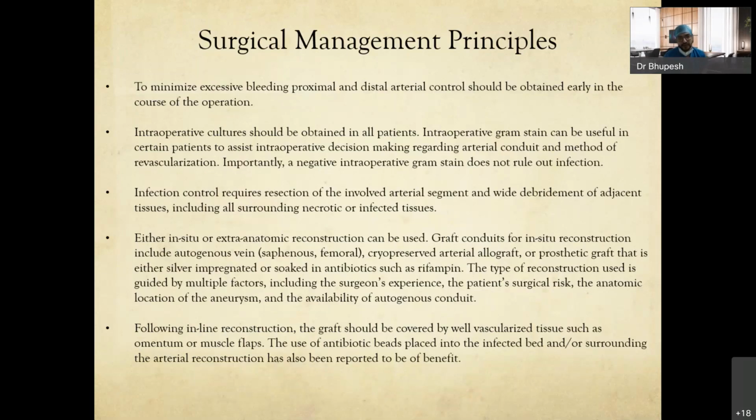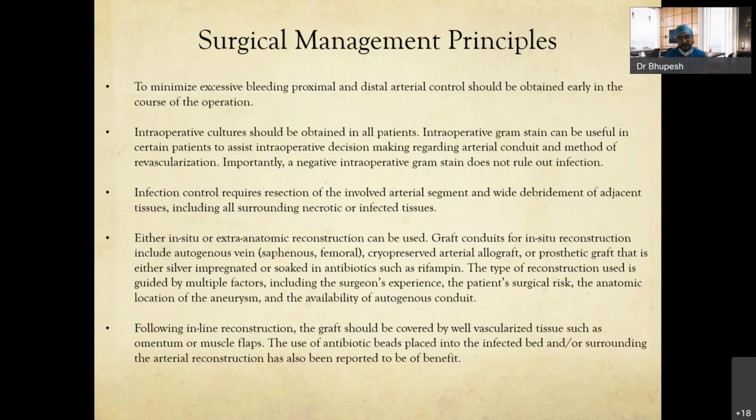Either in situ or extra anatomical reconstruction can be used. Graft conduits for in situ reconstruction include autogenous vein like saphenous and femoral, cryopreserved arterial allograft, or a prosthetic graft that is either silver impregnated or soaked in antibiotics, such as rifampicin.